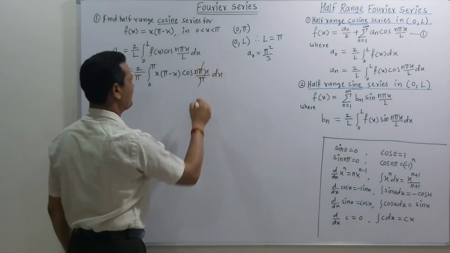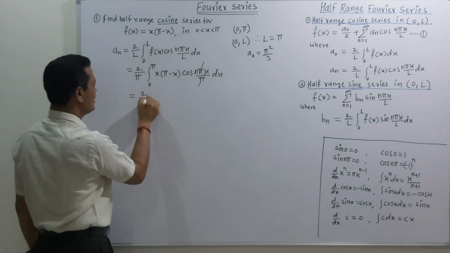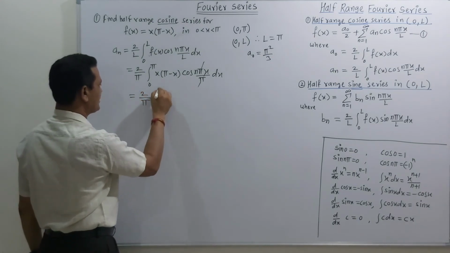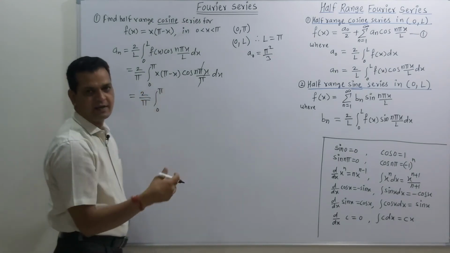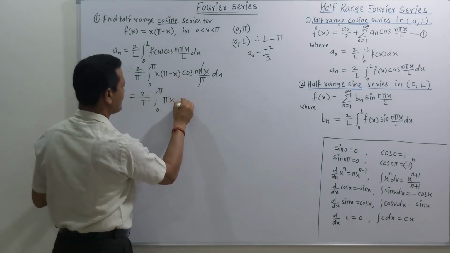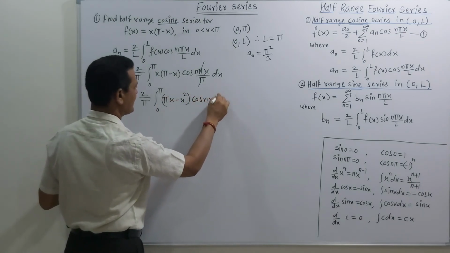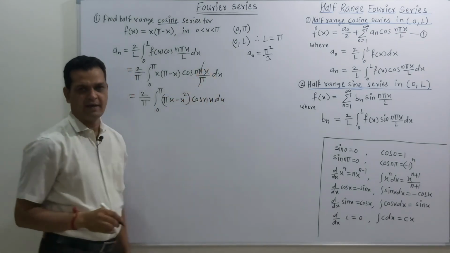So this pi term will get cancelled, and we can write this as 2 upon pi integration 0 to pi. For our simplicity, let's take this multiplication. We can write this as pi x minus x square into cos of nx dx. This pi will get cancelled.